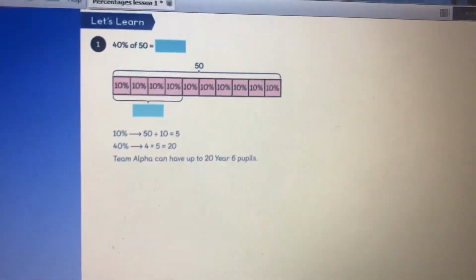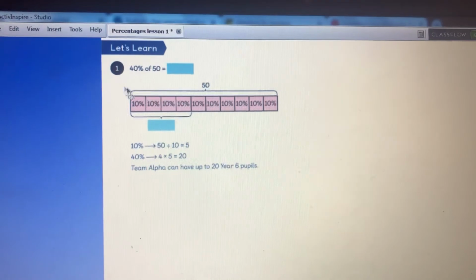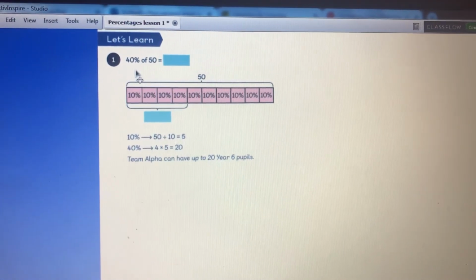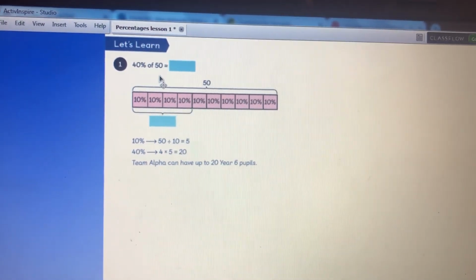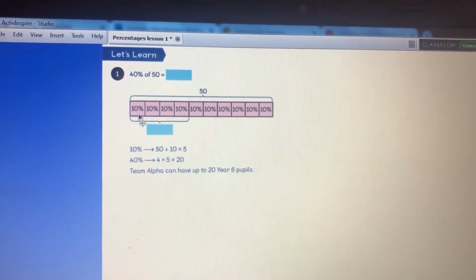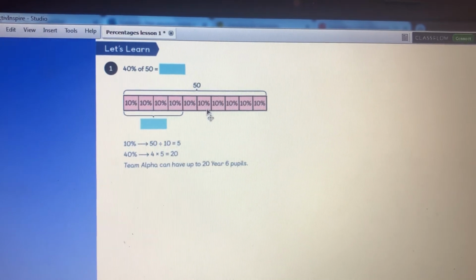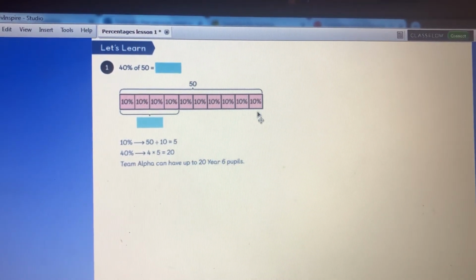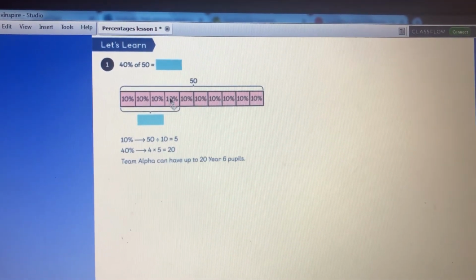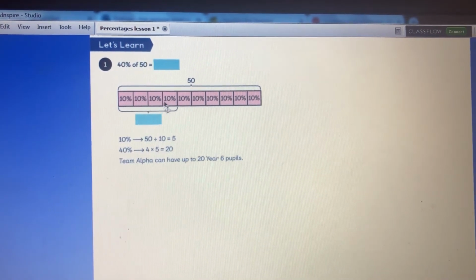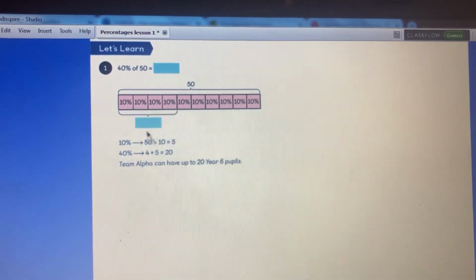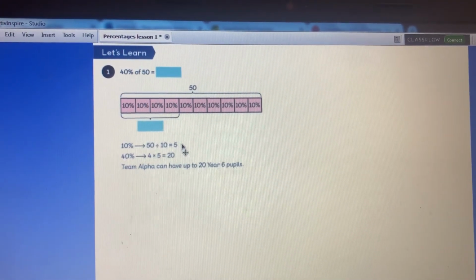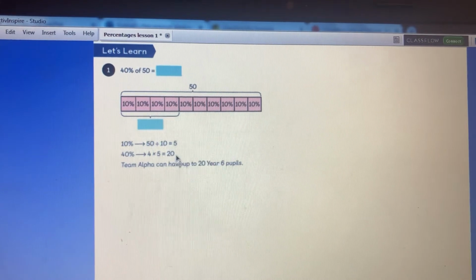So to find 40%, you need to know about percentages. So we know that 100% is a whole, okay? So I also know that 100 can be split equally into tens, as the bar model shows here. So if I want to find 40%, so 4 tens, you have to do 50 divided by 10 to find 10%, which would be 5, and then multiply that by 5, which would be 20.